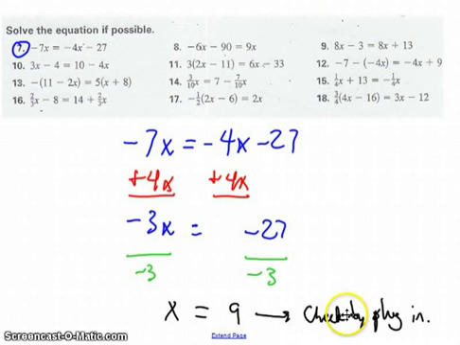I can always double check by plugging this answer, x, back into the equation and making sure it works. And sure enough, negative 7 times 9 is negative 63. Negative 4 times 9 is negative 36. Negative 36 and negative 27 make negative 63 on this side. So negative 63 equals negative 63, which means x is 9. Let's move on to the next problem.